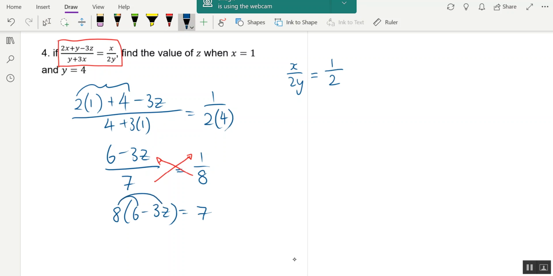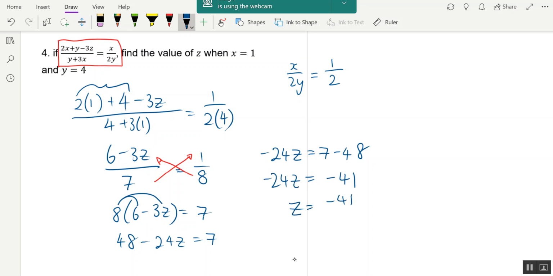Distribute it. 48 minus 24z equals 7. Then let's bring the number to the right side. Minus 24z is equals to 7 minus 48, which is minus 41, or negative 41. Z is equals to negative 41 divided by negative 24, which will remove both the negative sign. And that's the answer.